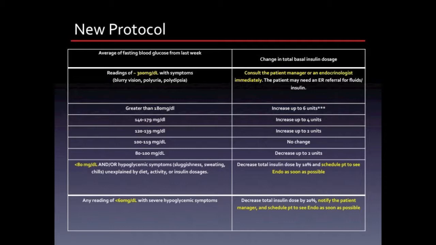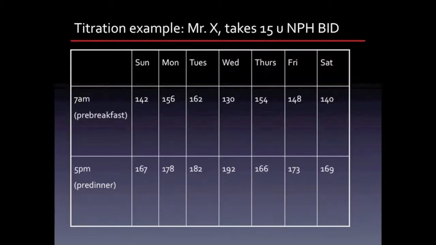to the emergency department. Okay, now that we've taken a look at the protocol, here's a quick insulin titration example to work through. You have a patient named Mr. X who's taken insulin for his diabetes for the last 2 years. He takes 15 units of NPH insulin twice daily, and you'll note the abbreviation BID means twice daily, which is very commonly used at the Free Clinic.